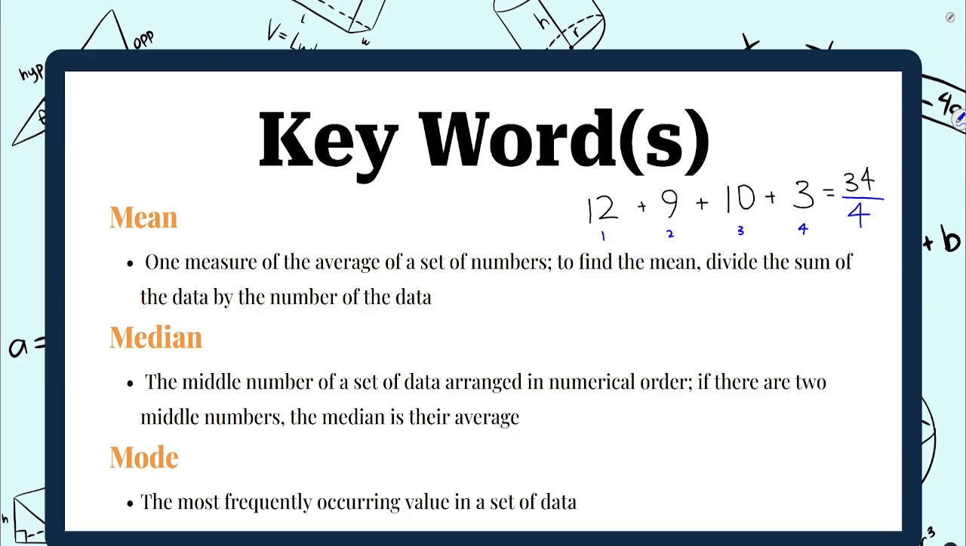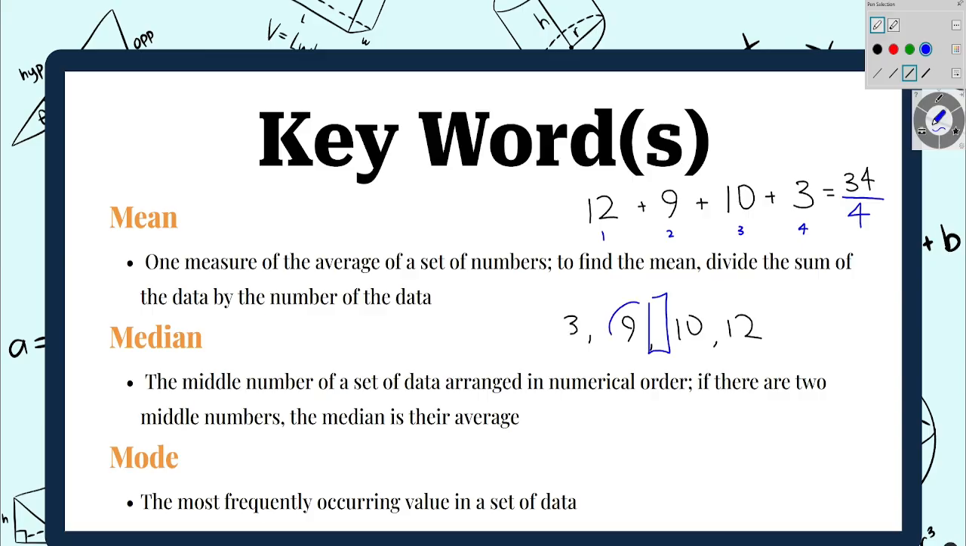So we would take our example here where we have 12, 9, 10, and 3, and you have to arrange them in numerical order. So we would start with 3, then 9, then 10, then 12, and you would simply find the middle number. If there are 2 middle numbers, which we have here in our example, because we have 4 numbers, there is no single middle number. So we would take both the 9 and the 10, and the median is their average. So the average between 9 and 10.